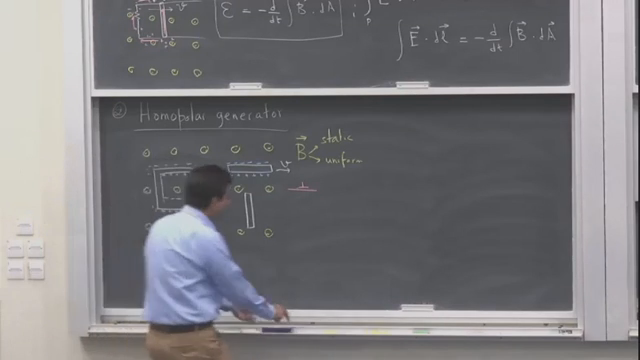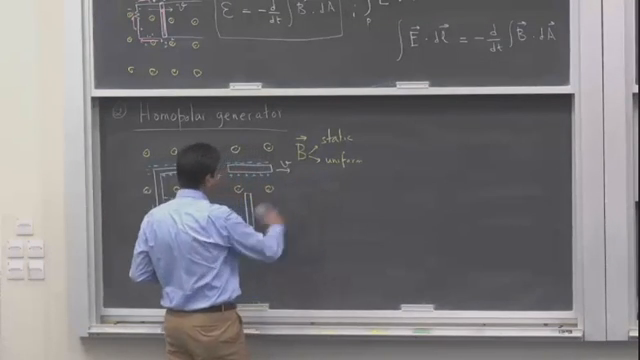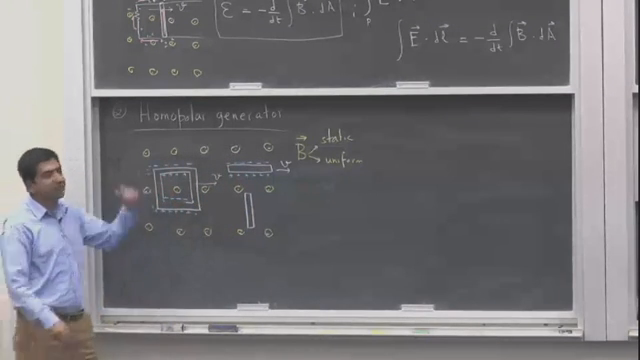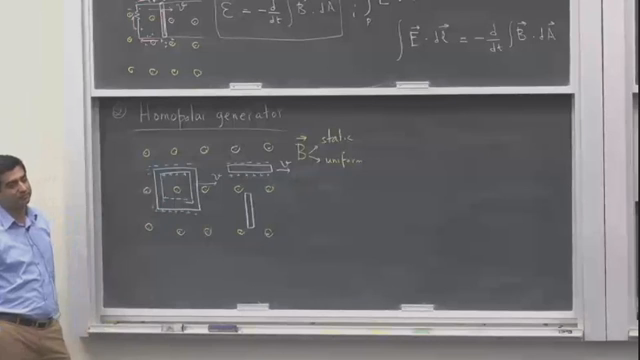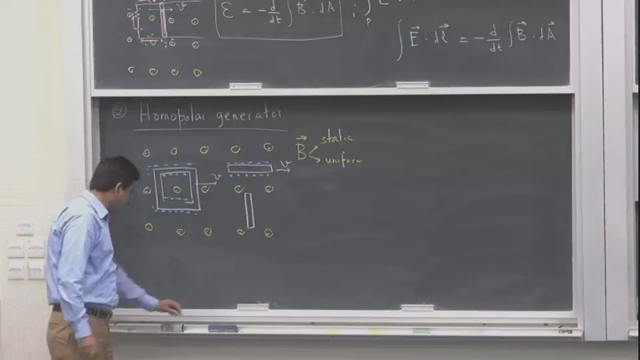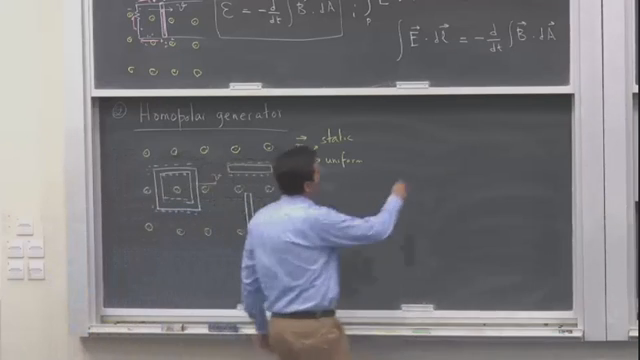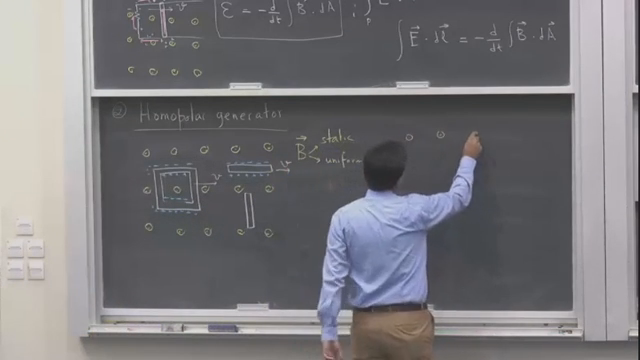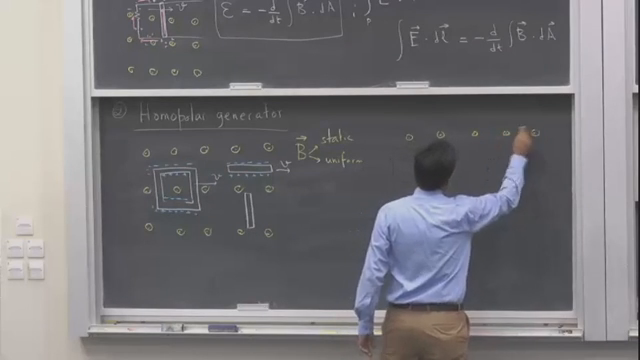I mean, there is no way an EMF can develop. This configuration of charges cannot create a current through this closed loop. Alright, now let's consider an alternative scenario, which is quite interesting in its own right. And that is called a homopolar generator. That's what I'm going to talk about.